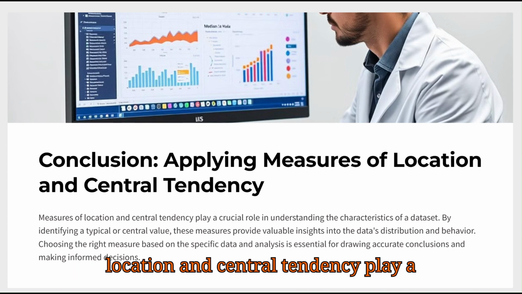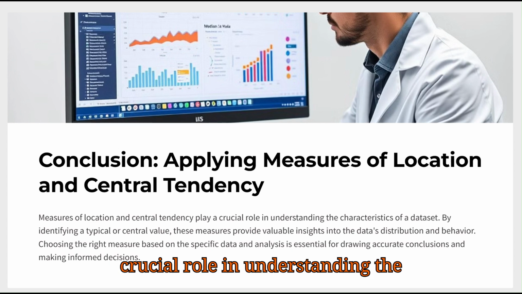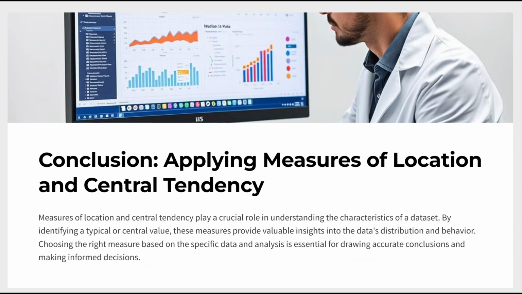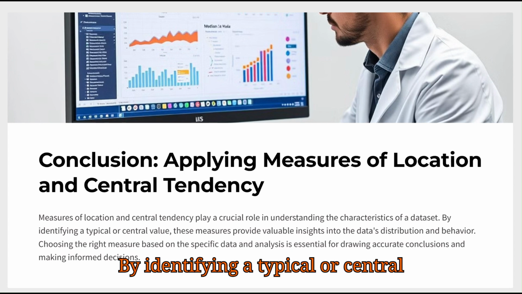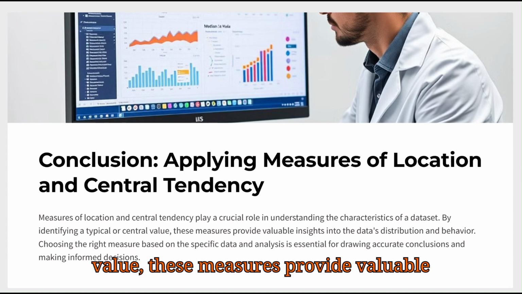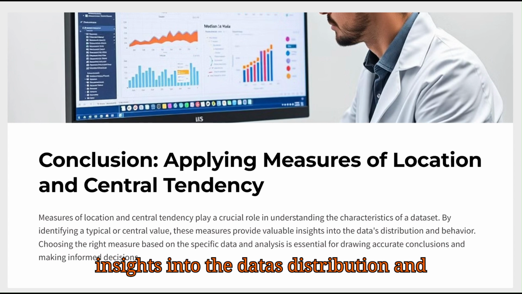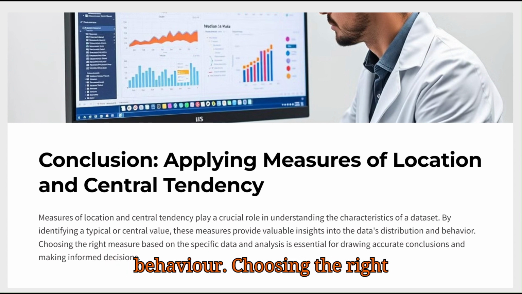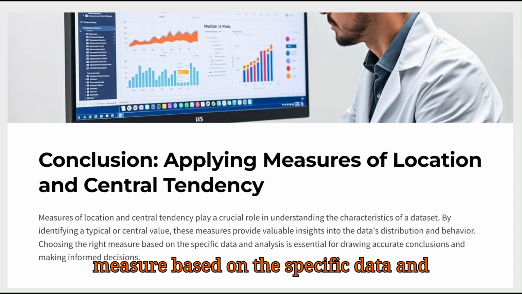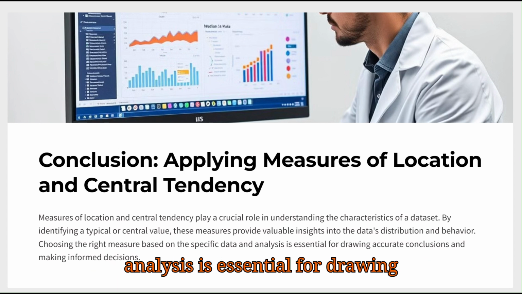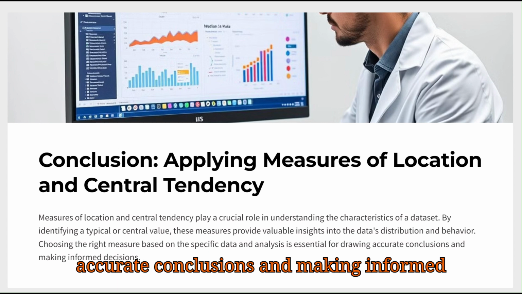Conclusion, applying measures of location and central tendency. Measures of location and central tendency play a crucial role in understanding the characteristics of a dataset. By identifying a typical or central value, these measures provide valuable insights into the data's distribution and behavior. Choosing the right measure based on the specific data and analysis is essential for drawing accurate conclusions and making informed decisions.